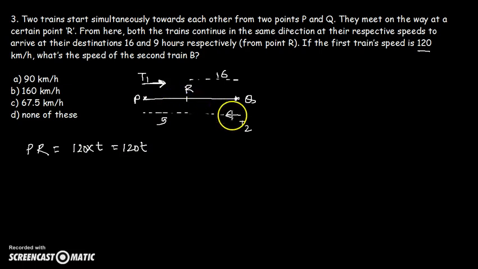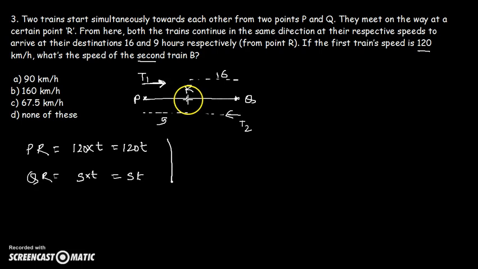Now, for train T2, it starts from point Q and meets train T1 at R. So it covers a distance QR. What is the distance QR? Distance QR will be speed into time. Time is same. They meet each other at time T. What is the speed of the second train? This is what is being asked in the question. So we'll assume that to be S. So QR is ST. Correct?